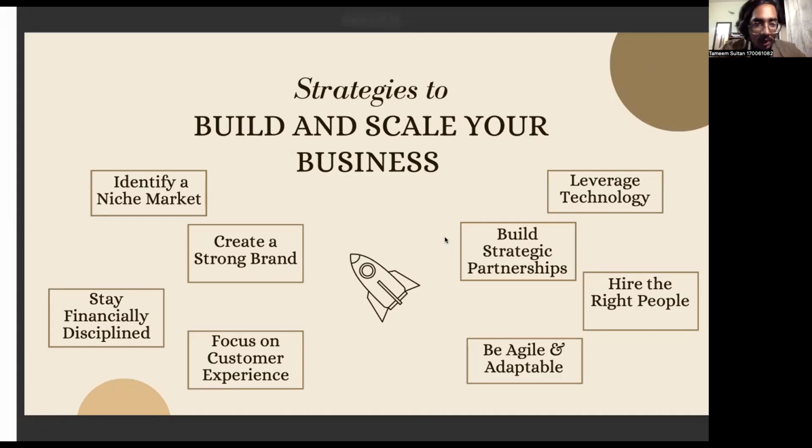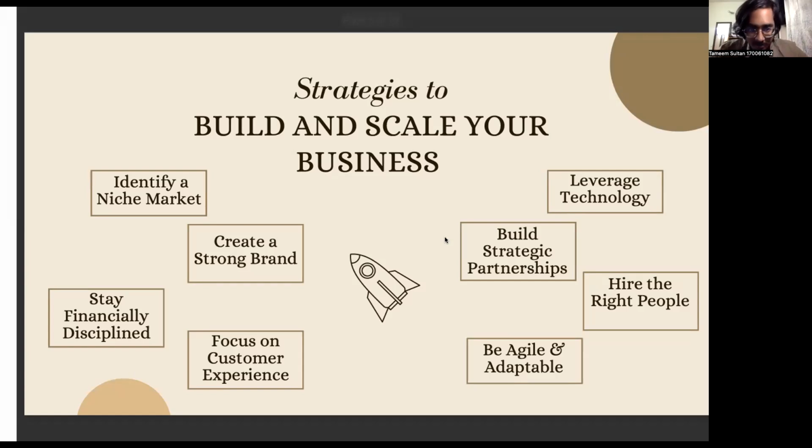The first one is identify a niche market. This basically means a specific segment of the market that is not being well served at all. When you know your market, you just have to tailor your product and service to meet their needs. This can help you stand out from the competitors and establish a very loyal customer base.